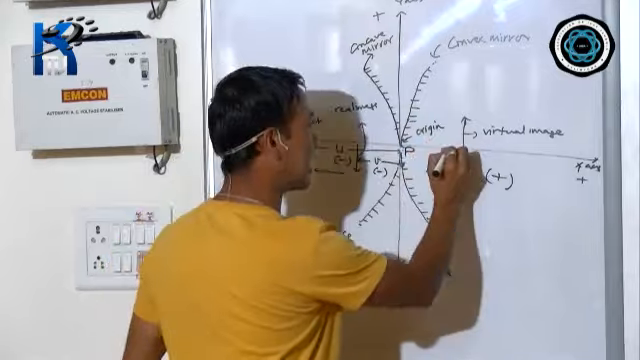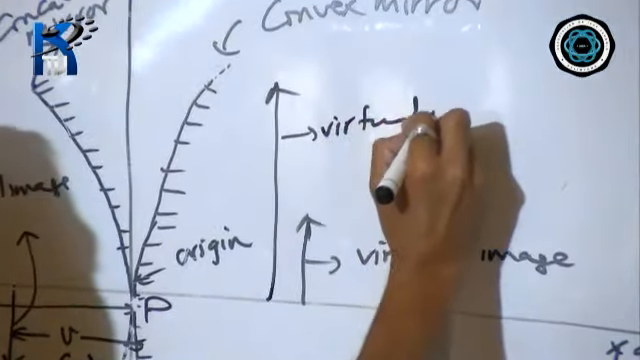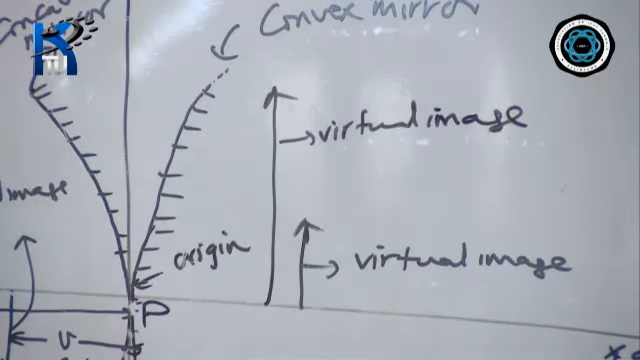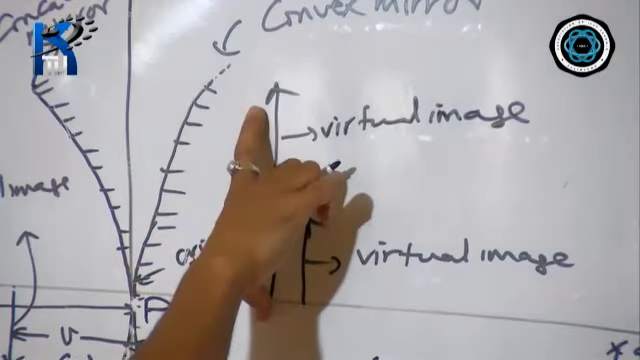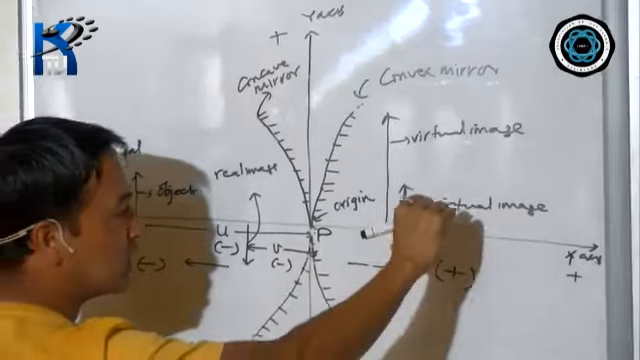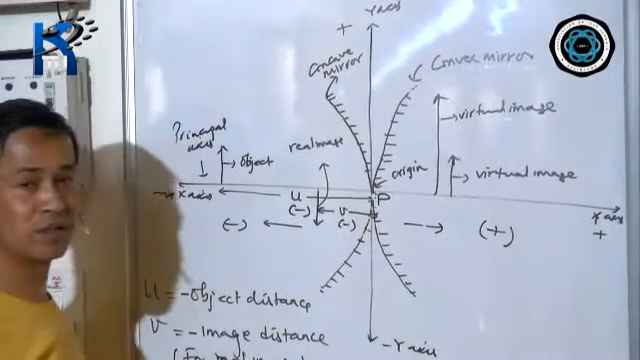So, okay, let me just add two diagrams of virtual image. Please try to understand this point. One is a bigger virtual image, another is a smaller virtual image. So what is the main difference? The bigger virtual image is the image formed by the concave mirror, whereas the smaller virtual image is the image formed by the convex mirror of that object. That is the main difference.